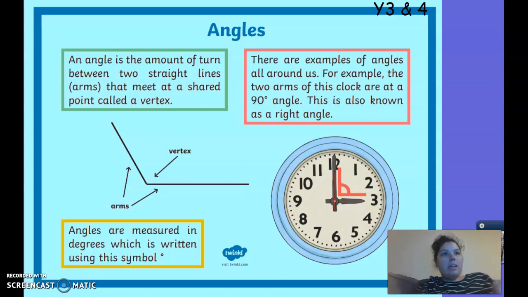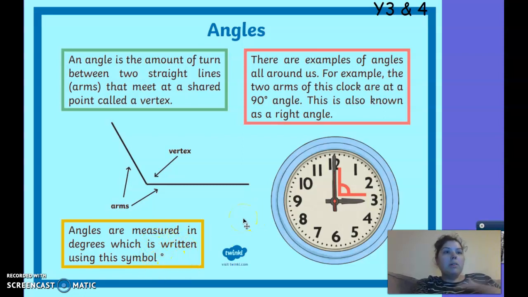So hopefully you can see the screen up okay, and it's telling us about an angle. An angle is made when two straight lines meet at a point, and we call that point a vertex. So any straight lines could make any sort of angle like this. And angles are measured in degrees, and it's shown using this symbol here that you can see at the bottom.